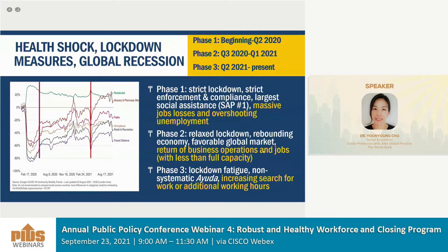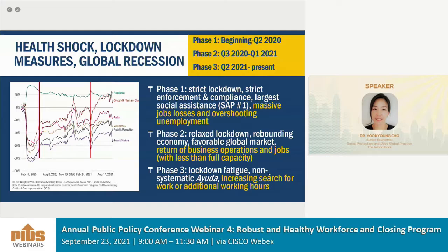But the second phase of COVID-19 is relaxed lockdown, a rebounding economy, and a favorable global market. If you see the second phase from June 2020 up until March and April 2021, there has been an increasing trend of mobility, as in the graph. There was increasing hope with the vaccination. And you can see that during the Christmas season, mobility picked up very high, with the return of business operations and jobs, although they are operating at less than full capacity.